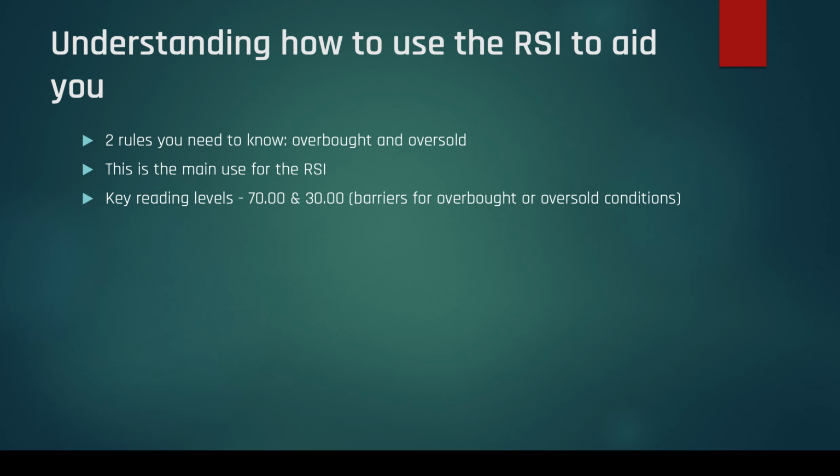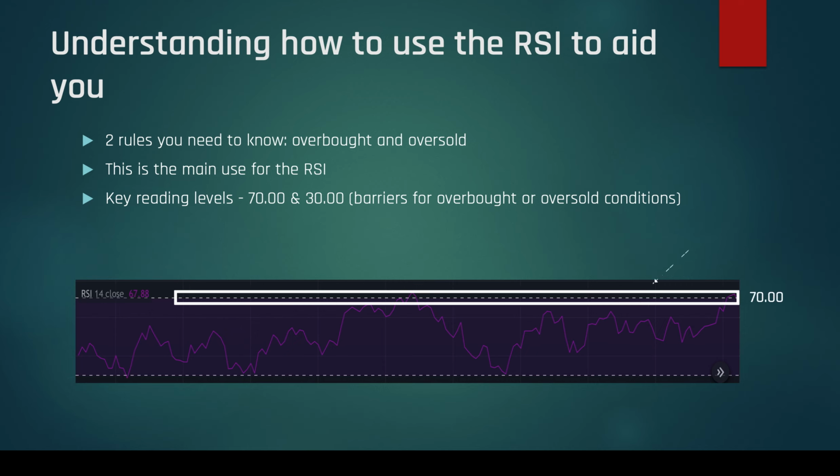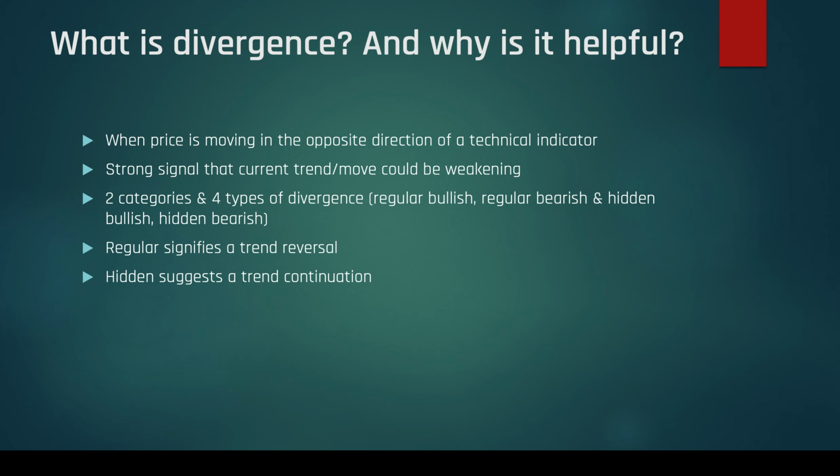So there are two rules you need to know with the RSI: overbought and oversold, as I just mentioned. That's the main use for the RSI. There are two key reading levels, which are the 70 level and the 30 level. They are technically barriers for the overbought and oversold conditions, which are the two dotted lines that you see above and below the indicator here. So the top dotted line is the overbought barrier, the bottom dotted line is the oversold barrier, okay? So that's the RSI, guys.